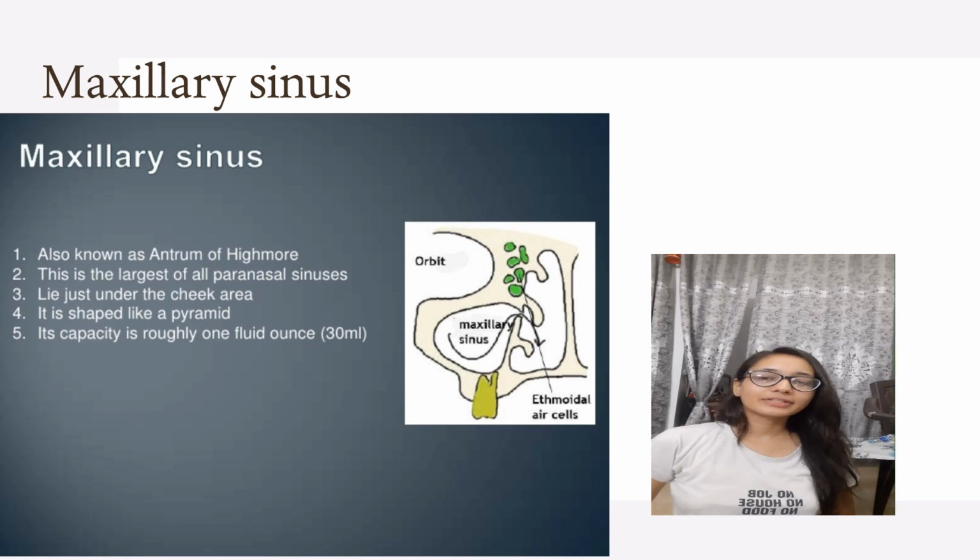Now let's start with the maxillary sinus. The maxillary sinus is also known as the antrum of Highmore. Basically, it is the largest sinus, pyramidal in shape, with the apex in the downward position.